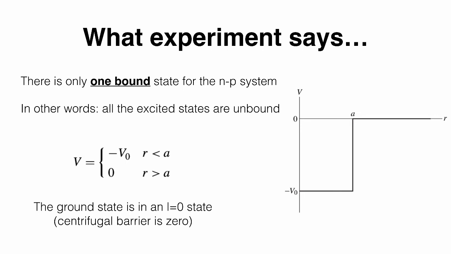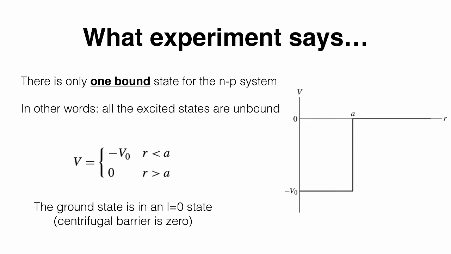And we are going to use that information later when we want to find what acceptable values of a and V naught are possible for this model. We also know that the ground state is an L equals 0 state, which is actually going to simplify our life quite a bit, because the centrifugal barrier is 0 in that case, right?